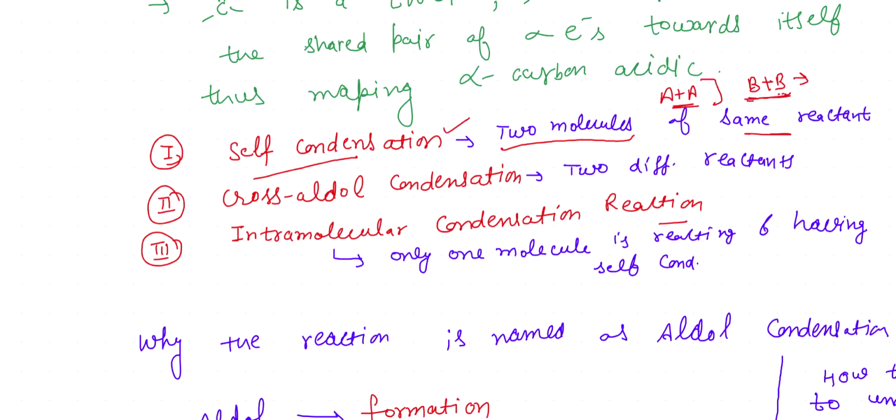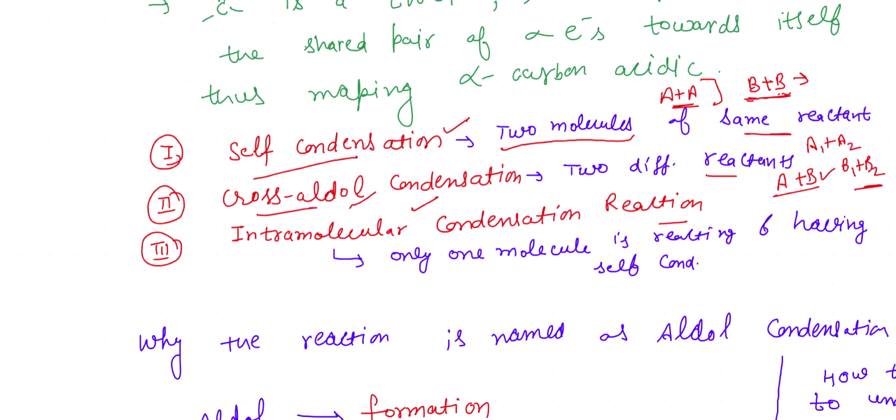But in the case of cross-aldol condensation, both reactants are different, such as one is an aldehyde, another one is a ketone. Clear? There may be two different aldehydes, A1 plus A2, and there may be two different ketones also. So when two molecules of different reactants react, that is your cross-aldol condensation.